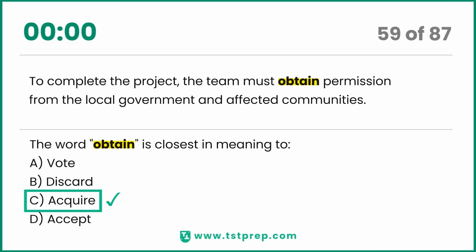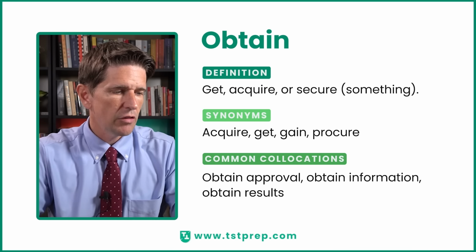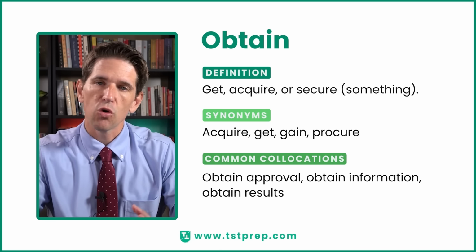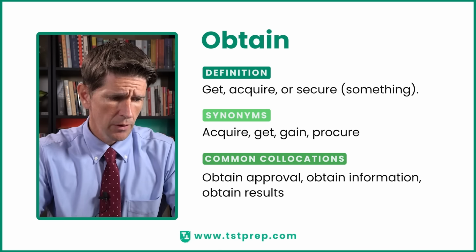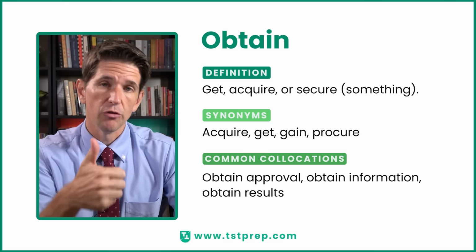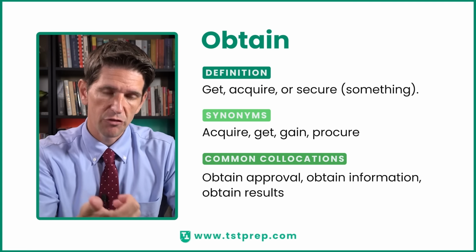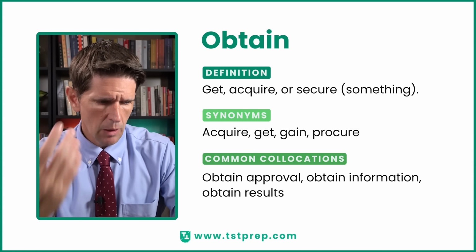All right, here the correct answer is C, acquire. And the word is obtain, which means to get, acquire, or secure something. So it's a fancy way of saying getting for the most part. You obtain approval, you get approval. You obtain information, get information. Obtain results, get results.